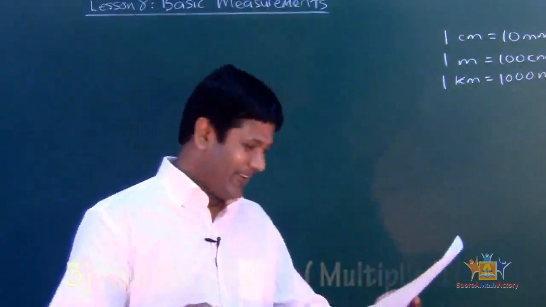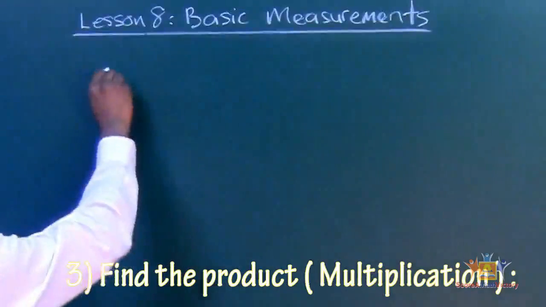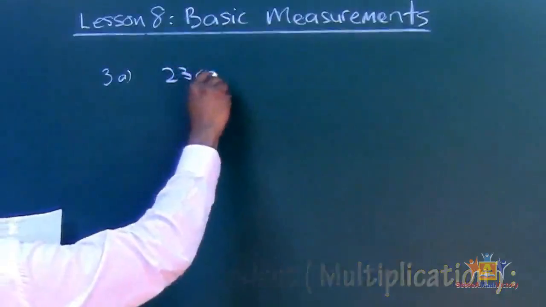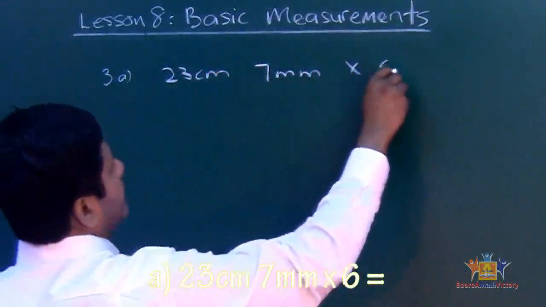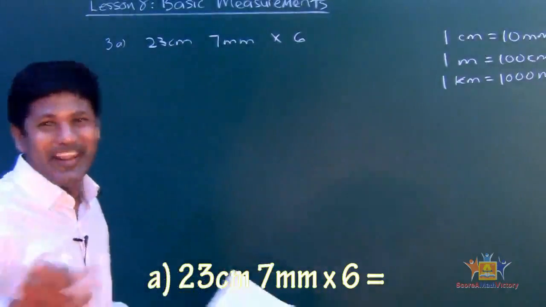Alright, number 3, find the product. Okay, so let's do 3A. You're given 23 centimeters, 7 millimeters times 6. So what do we do? Line them up. That's it. That's the keyword. Line them up.